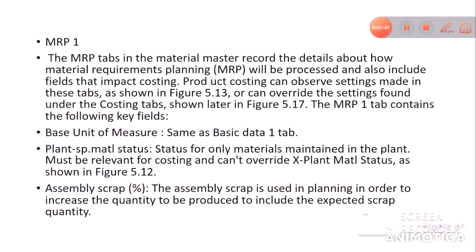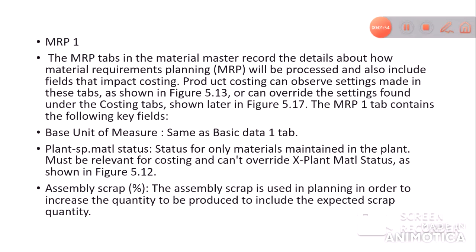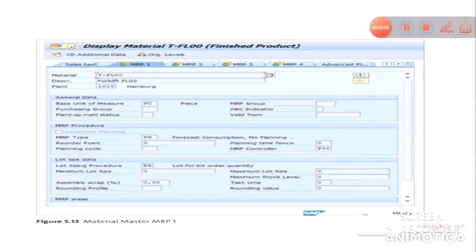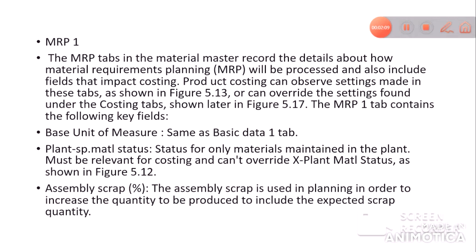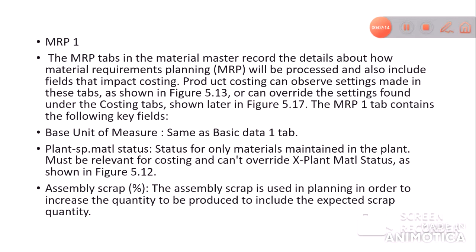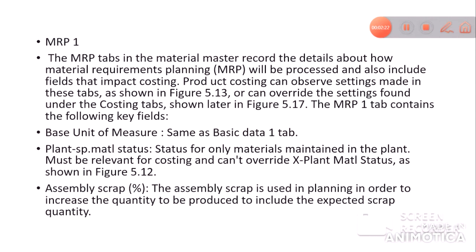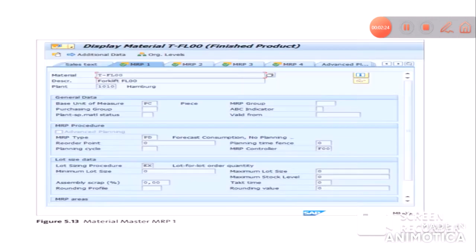Okay, so MRP1, the MRP tabs in the material master record, hold the details about how material requirements planning will be processed and also include fields that impact costing. Product costing can observe settings made in these tabs as shown in the figure or can override the settings found under the costing tab. The MRP1 tab contains the following key fields: base unit of measure, plant special material status, and assembly scrap.